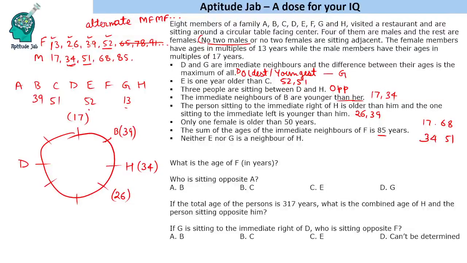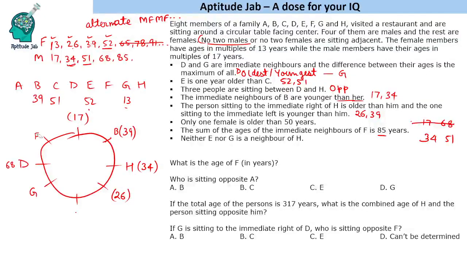Suppose I take 17 and 68. Let us take this case, 17 and 68. So the neighbors of F should be 17 and 68. So F will come here, and this will be 68. Now, in this case, this person should be G, because D and G are immediate neighbors. Now G is there. Where will we place E in this case? E is a 52-year-old person. We cannot place E here. We cannot place E here. So that means this case is not possible.